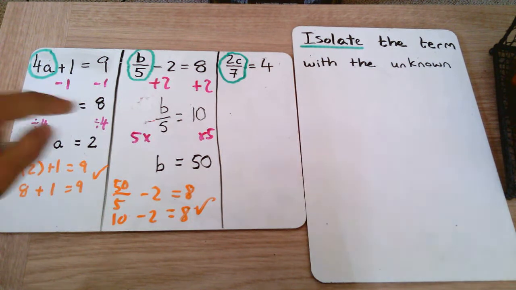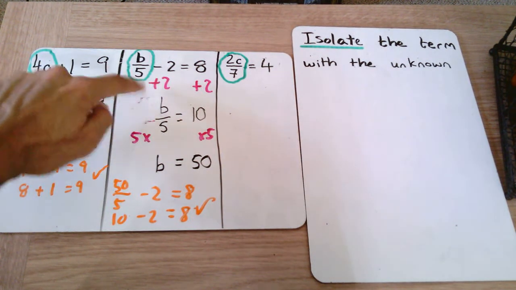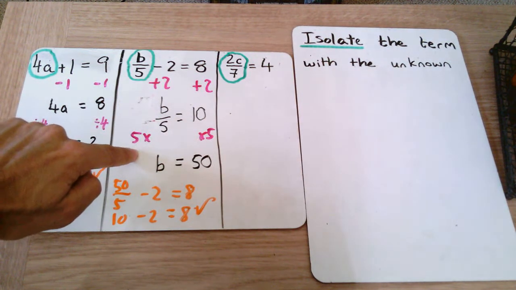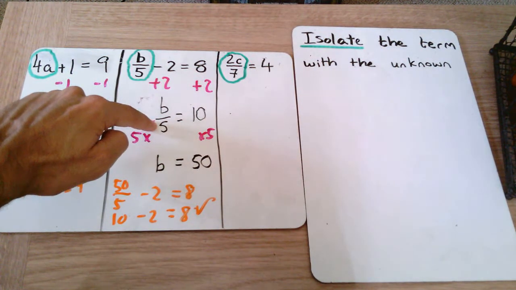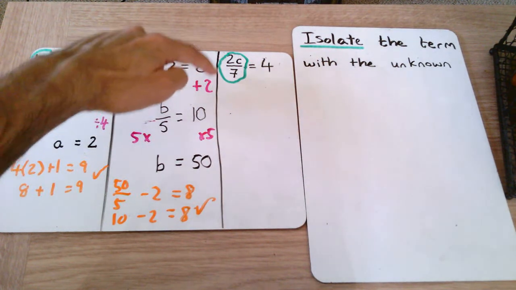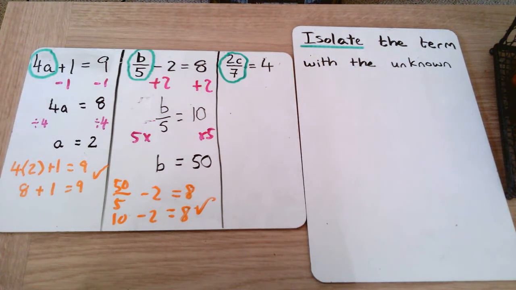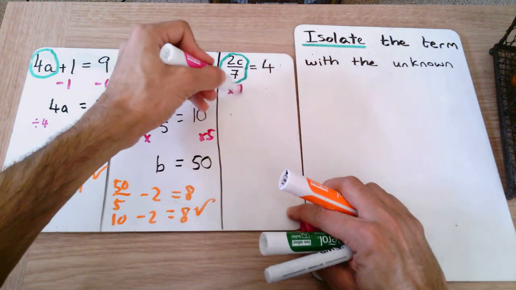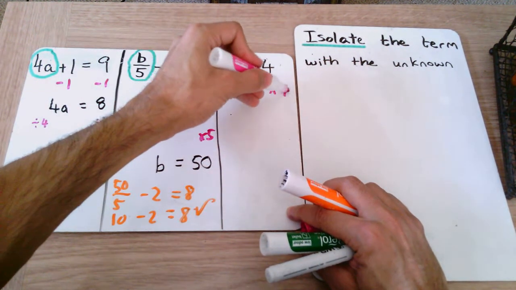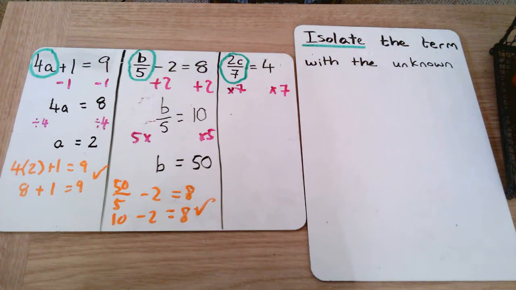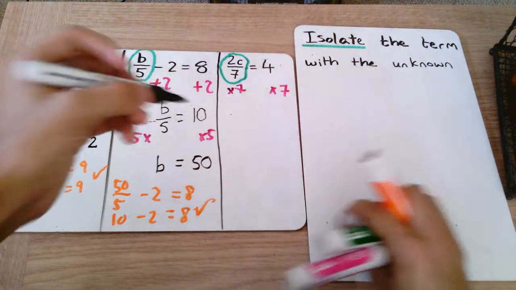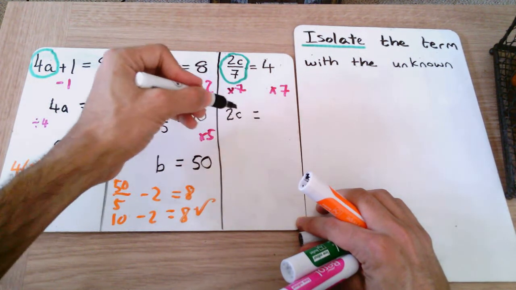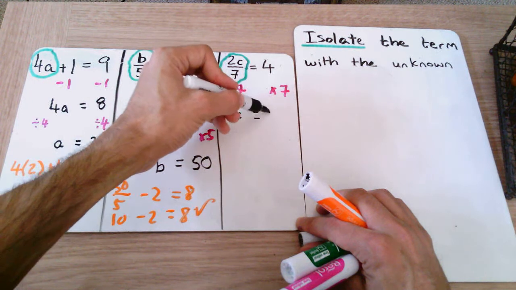Now we saw here, to get rid of a divide by 5, as we did here, you can times by 5. And that will eliminate this bottom divide by 5. We said this is 2 times c divided by 7. So in the exact same way, to get rid of that divide by 7, we're going to times by 7 on both sides. That is going to give us, on the left-hand side, just the 2c. And on the right-hand side, 4 times 7 is 28.